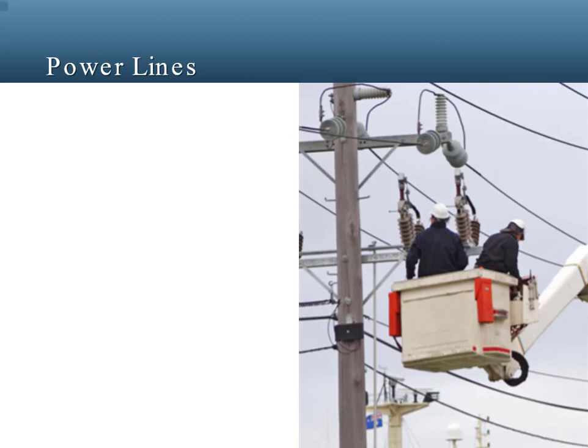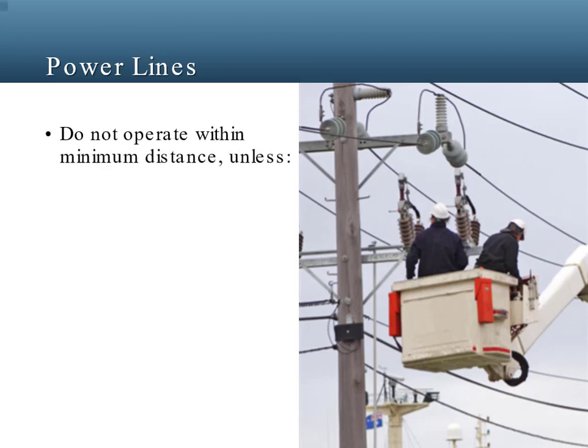In addition to falling, contact with power lines is one of the most dangerous hazards associated with working in aerial lifts. Never operate any part of an aerial lift within the minimum approach distance from a power line unless you are qualified under the OSHA rules for electric power generation, transmission, and distribution, and the parts of the lift operated within the boundary are electrically insulated.